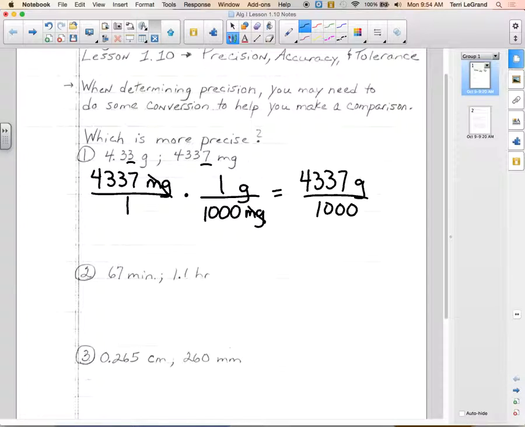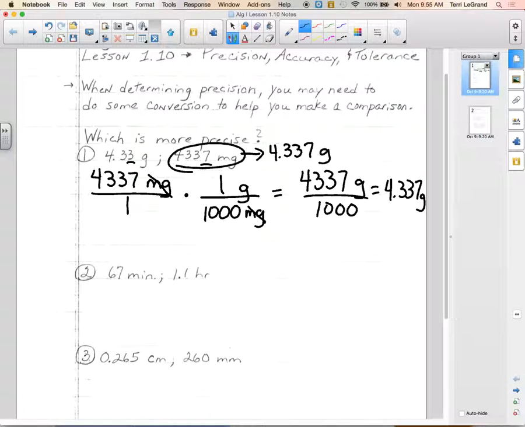Okay? And when you divide by 1,000, that's the same as moving the decimal point over 3 to the left. When you're dividing, we've got to go left. So this is going to be 4.337 grams. So what we just did is we've just renamed our milligrams right here. We've just renamed them, don't cross them out. We've just renamed them as 4.337 grams.